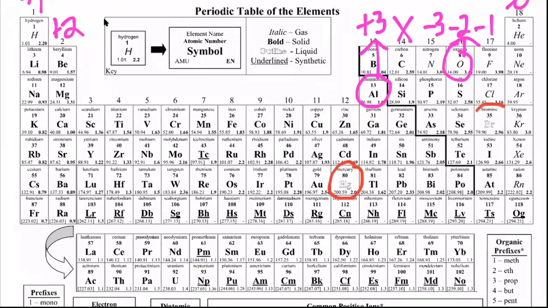So on this periodic table, if you look up here, there's a key. If the symbol is italicized, then it's a gas at room temperature. If it's bolded, it's a solid. If it's outlined, it's a liquid.